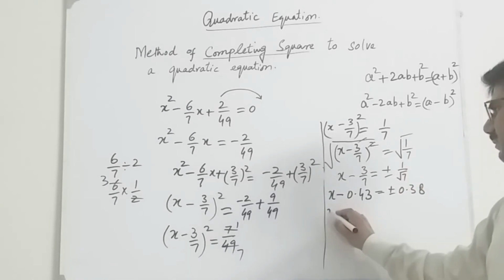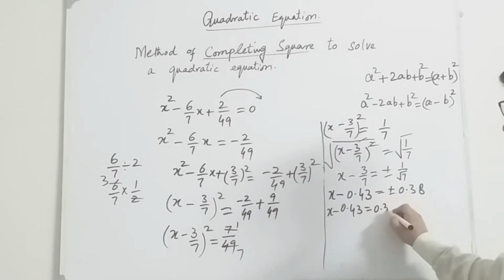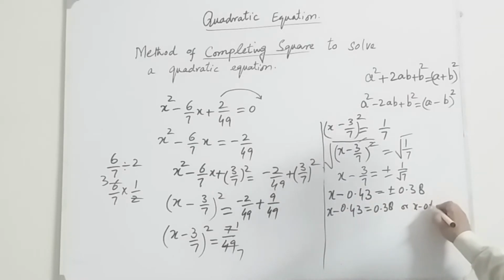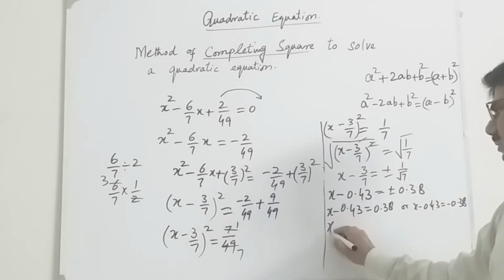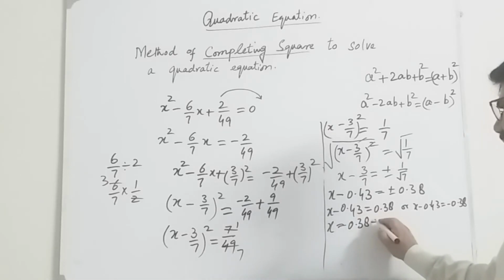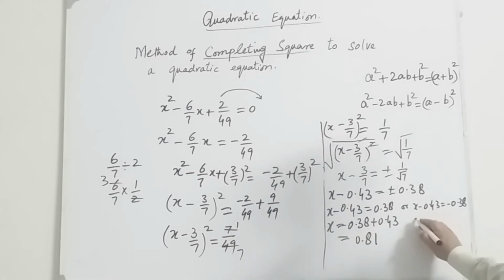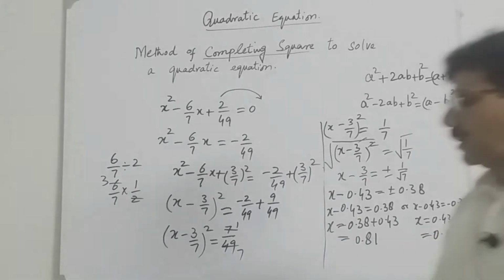decimal places. This will be written as x minus 0.43 equal to 0.38 or x minus 0.43 equal to negative 0.38. We will solve this equation. We will shift this 0.43 on the other side. It will become 0.38 plus 0.43. As a result, we'll get 0.81 and this will become 0.43 minus 0.38 and the answer will be 0.05. These will be the two solutions of this quadratic equation.